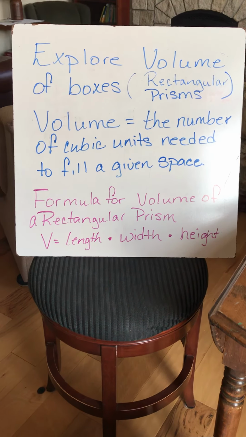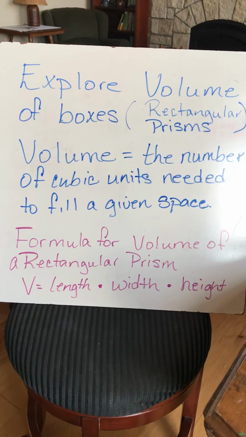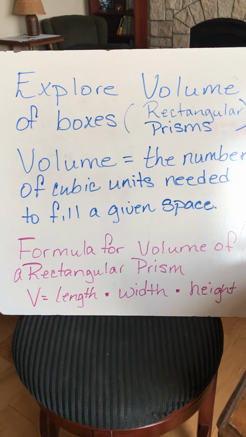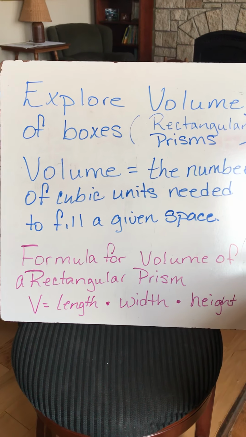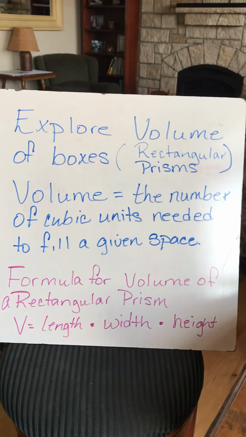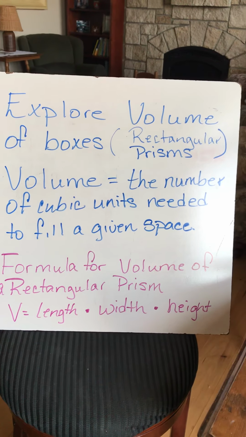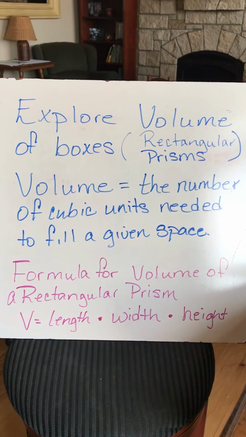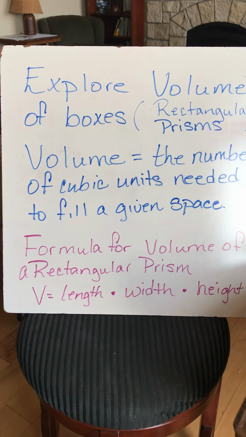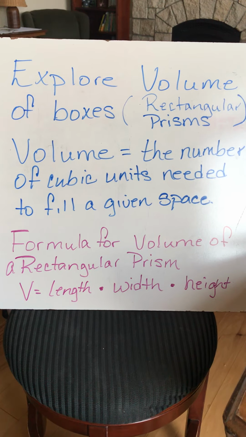I have a little activity that we're going to do today called Exploring the Volume of Rectangular Prisms. You might consider a rectangular prism a box, but their proper name is rectangular prism. The definition of volume is the number of cubic units needed to fill a given space. I've also got the formula for the volume of a rectangular prism: the volume equals its length times its width times its height.